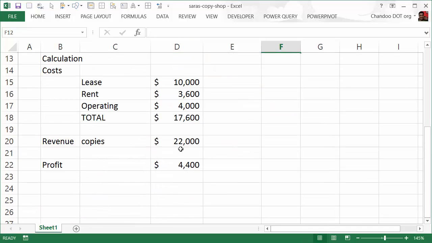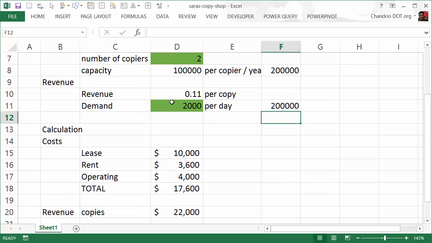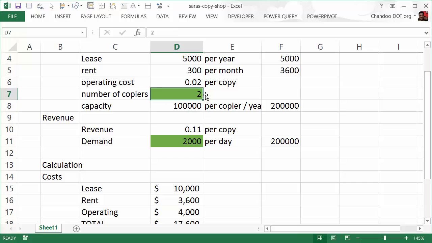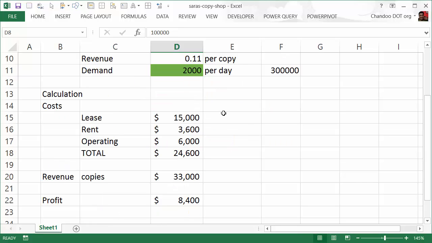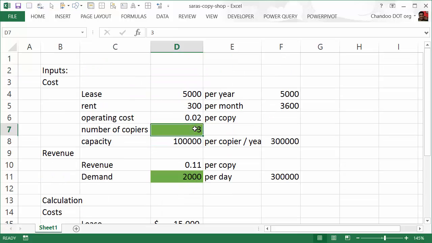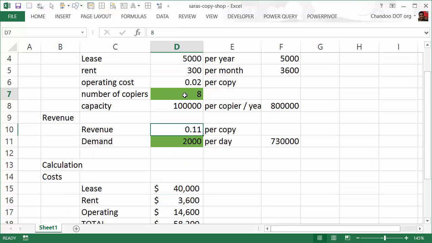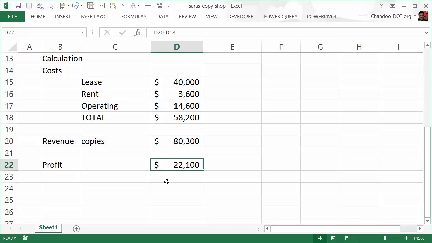Okay, so this way when you have 2,000 capacity, you will only make $4,400 profit, but if you bring in one more copier, you will make 8,400. Like this, if you bring in 8 copiers, your profit can also go up. So now what we have done is we have made these two, D7 and D11, as variables. Okay, so that's the mathematical model for that.